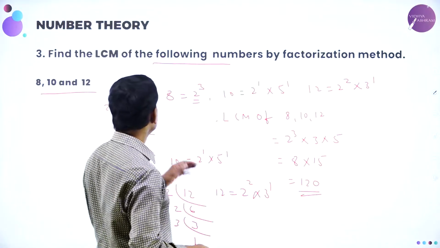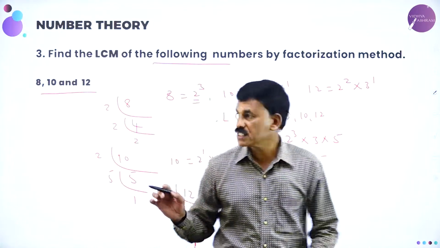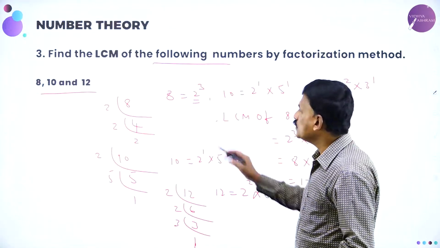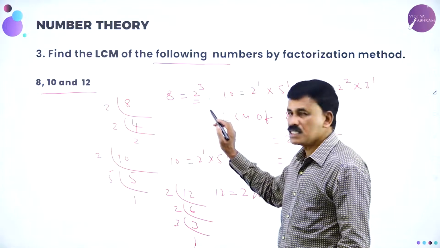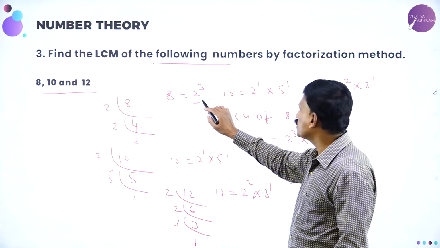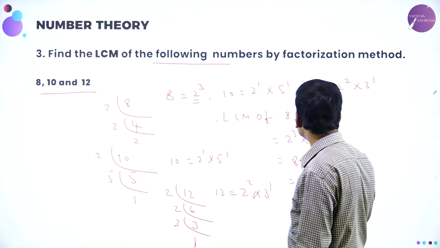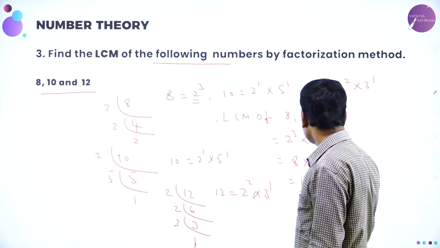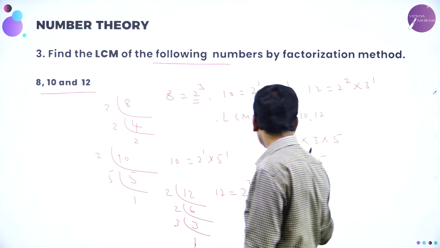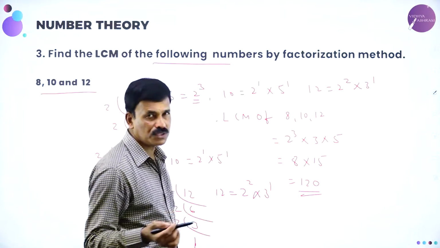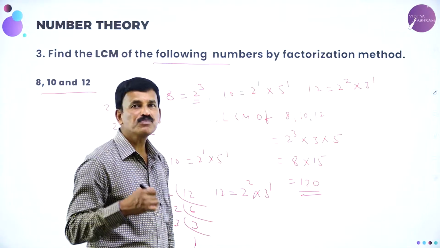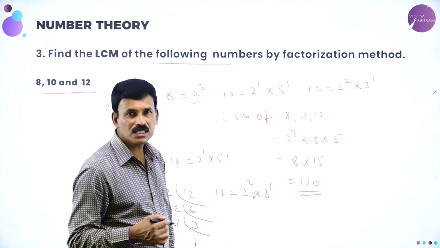That's it. So see here, just factorize 8, 10 and 12. So just find out the highest factors. The highest power of 2 is 2 cube, the highest power of 3 is 3 power 1 and 5 is 5. So 2 cube into 3 into 5, that is 8 into 15, that's equal to 120. That's it. This method of finding the LCM is called the factorization method.